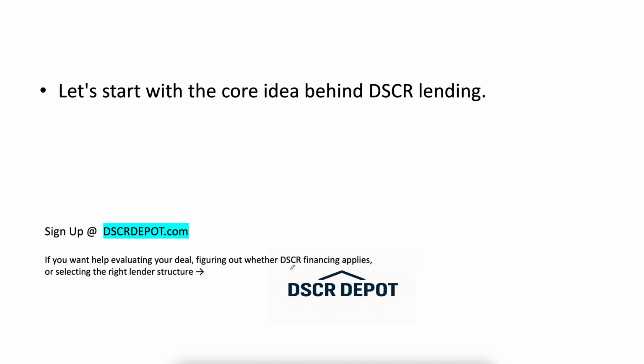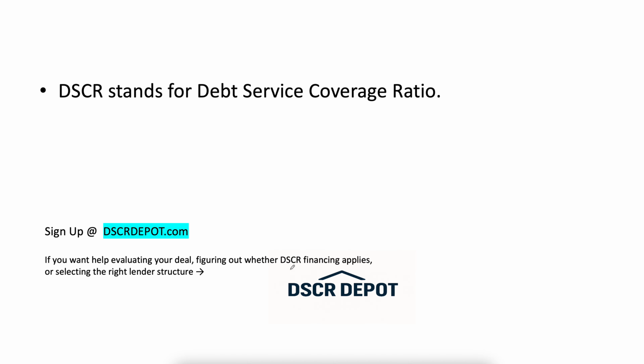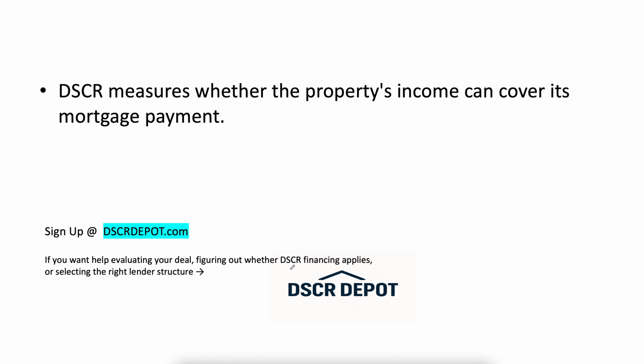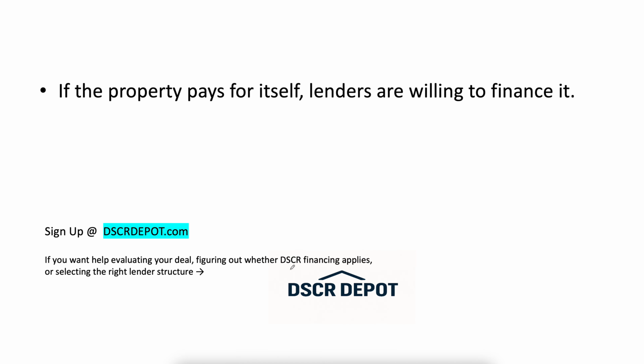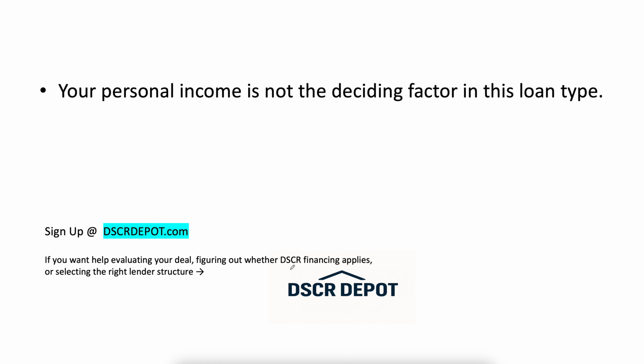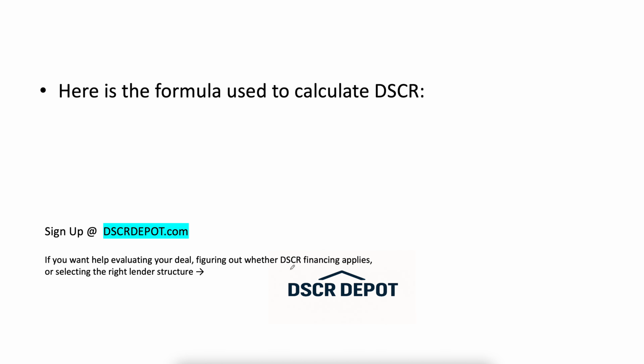Let's start with the core idea behind DSCR lending. It stands for Debt Service Coverage Ratio, and the DSCR measures whether a property's income can cover its mortgage payment. If the property pays for itself, lenders are willing to finance it. It's that simple. Your personal income is not the deciding factor in this loan type, and that's the critical element.